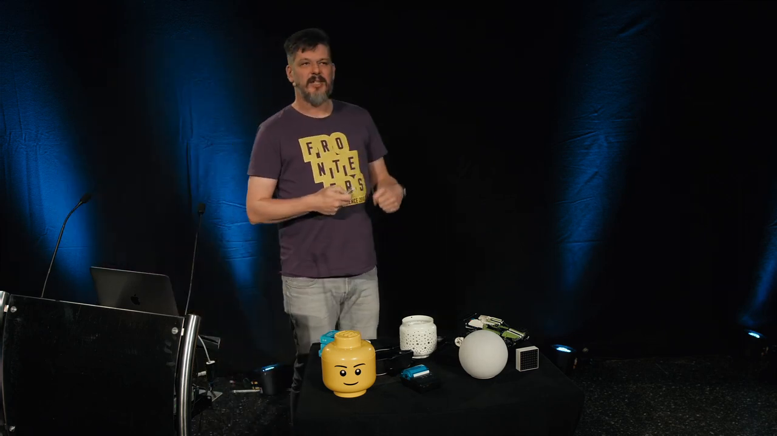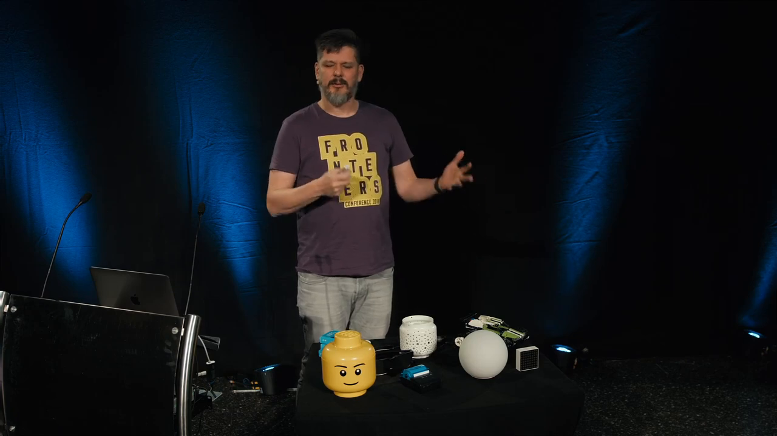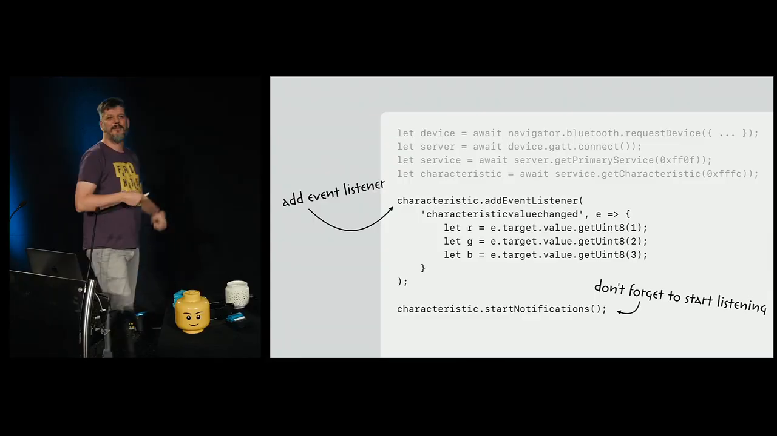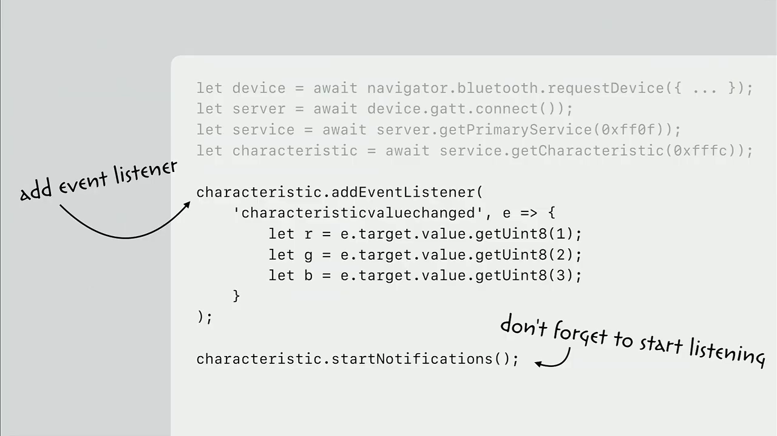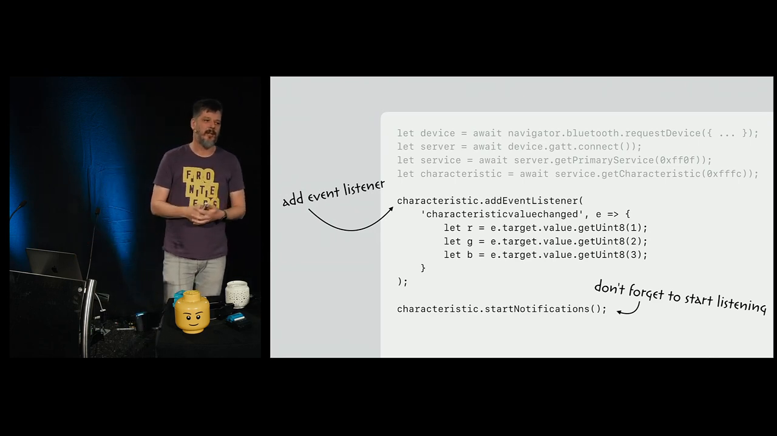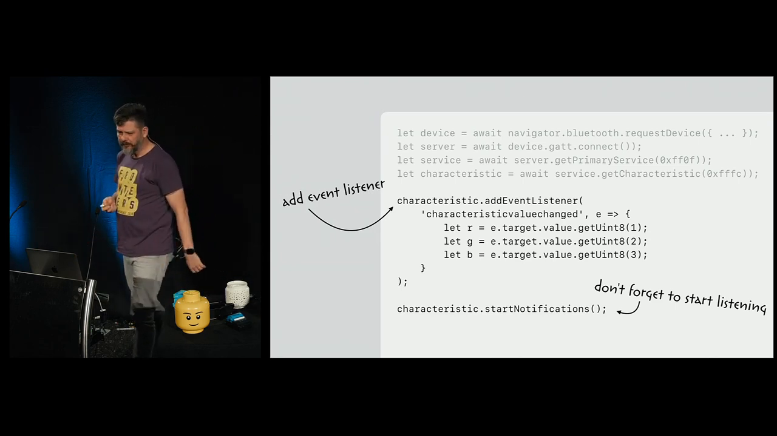So it's kind of like addEventListener. No, it actually is addEventListener, with the characteristic value changed event, and we have a callback, and we can get to the data again. But we must not forget to actually start notifications, because otherwise it won't work, because bandwidth, again, is limited, and we don't want to flood the network with unnecessary packets with all the data unless we actually want it.